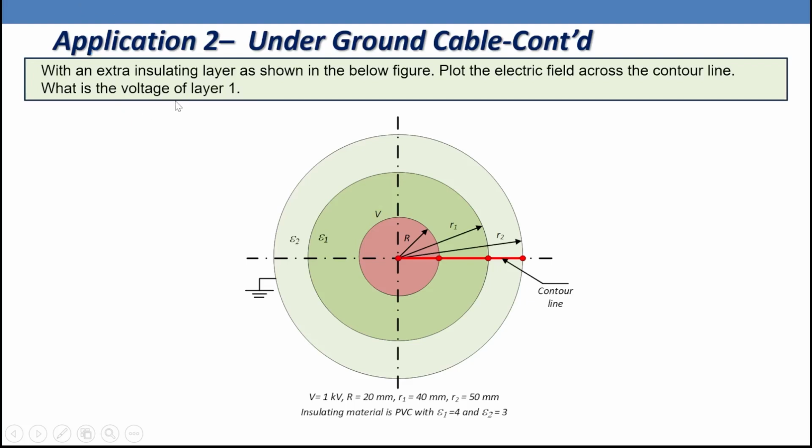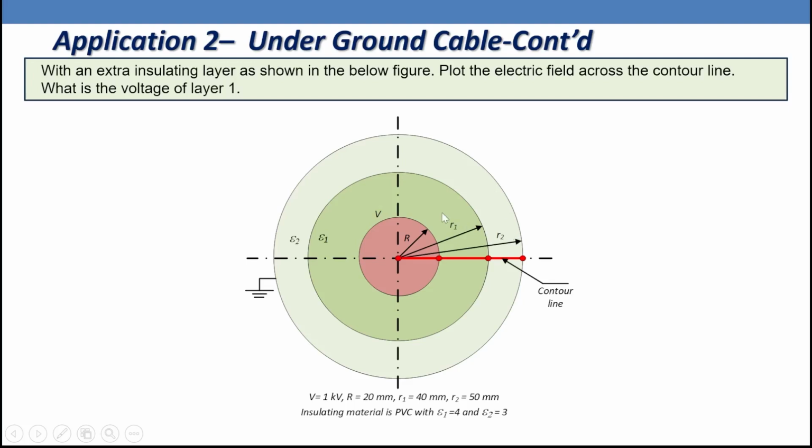What is the voltage of layer number 1? So our task is just to know the voltage of layer number 1, the voltage of layer number 2, and make sure that V1 plus V2 should equal the voltage V. So the cable voltage is 1 kilovolt. The inner radius will be 20 millimeter. So the radius of layer number 1 is 40 millimeter, and the radius of layer number 2 is 50 millimeter.